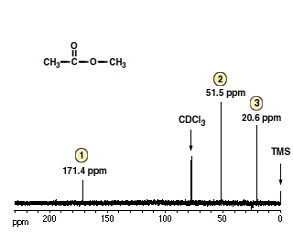This is the carbon-13 spectrum of methyl acetate. Signal 1 comes from the carbonyl carbon of the ester. Signal 2 comes from the methyl group adjacent to the strongly electron-withdrawing oxygen. Signal 3 comes from the methyl group adjacent to the weakly electron-withdrawing carbonyl group.